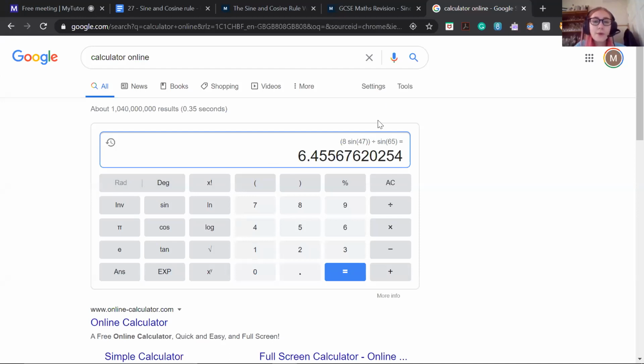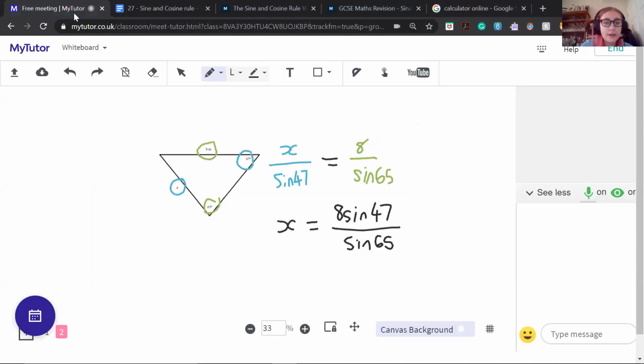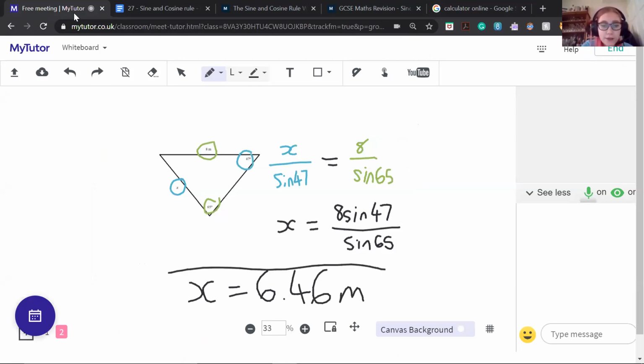Someone said, will this come up on a non-calculator paper? No, basically. So 6.45 or 6.46 if we're doing rounding. So x equals 6.46 meters. Important that you put the same unit that the other side length is in.